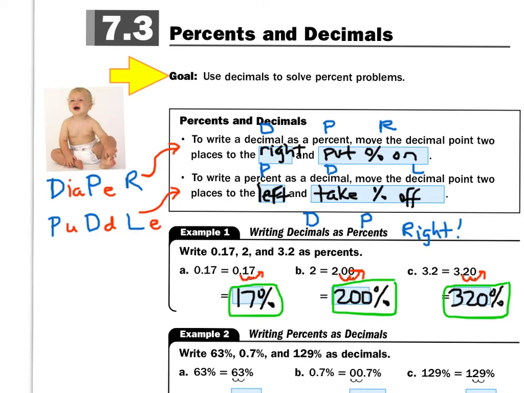Okay, so take a look at example 1, letter A. If I have 0.17 and I want to write it as a percent, here's Kitty, she's going to help. I just grab the decimal point and move it 2 places to the right, and then I put the percent symbol on, so that's 17%. Look at B. If I want to write 2 as a percentage, I would put the decimal point, grab it, move it 2 places to the right, and that gives me 200%. Take a look at C. If I want to put 3.2 as a percent, I grab the decimal point and move it 2 places to the right and put the percent on, so that's 320%.